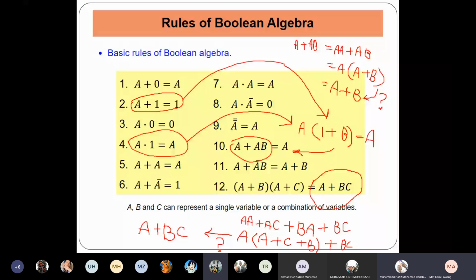So the question is to derive or prove that A plus AB is equal to A plus B by using the other rules, the basic rules. 11 and 12, right? So maybe what I'll do is that I just write on a document the exact question, and I will send to you. Okay. So if there is no question, no other clarification, then thank you.